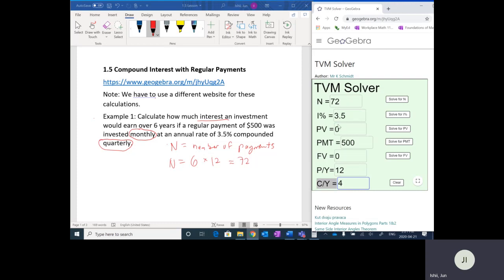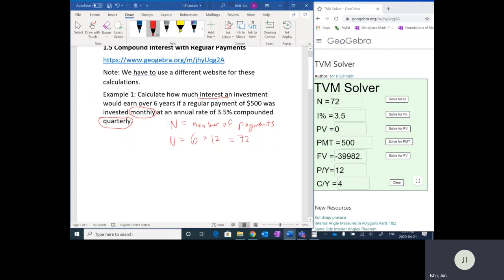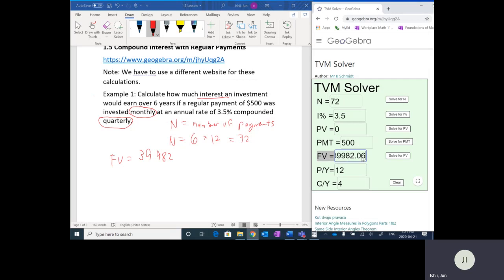And so I'm going to solve for future value. We get 39,982. Let me write that down. So future value ends up being $39,982. Let's go to dollars and cents here. If I click on there, you can toggle back and forth. So it's 6 cents.